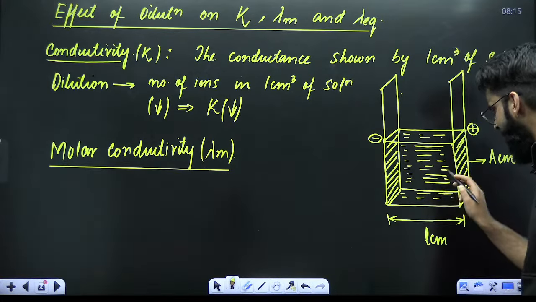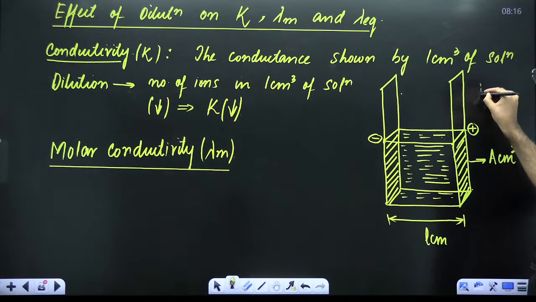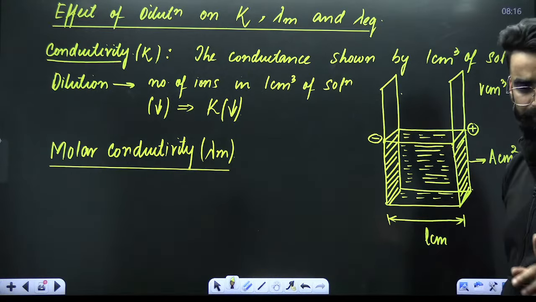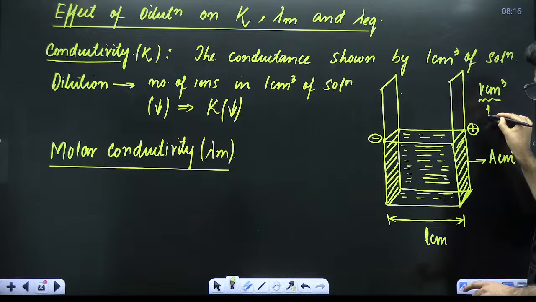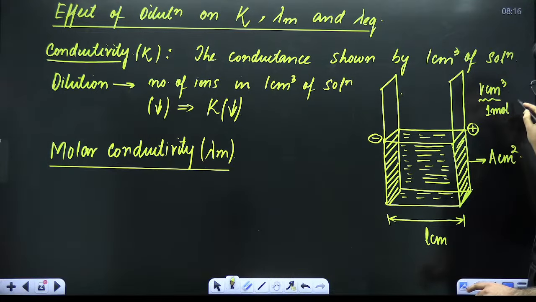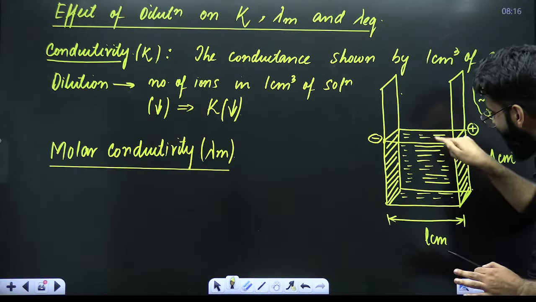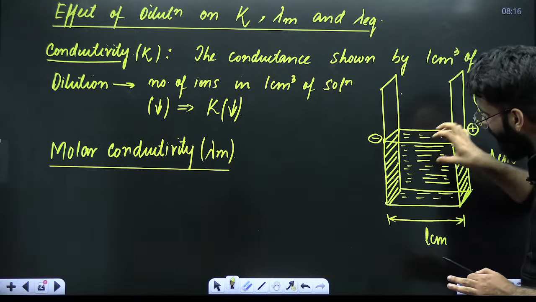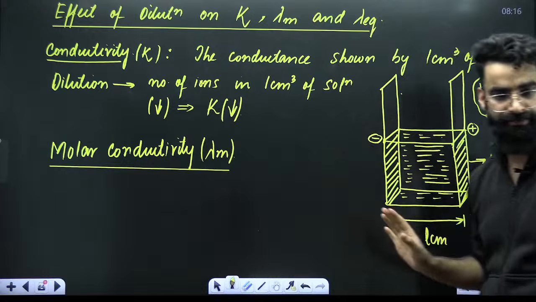Let's say this electrolytic solution which is there in the container has a volume of, for example, V centimeter cube. And in this given volume of solution, let's assume that there is 1 mole of electrolyte present. Whatever conductance this particular solution shows right now, that is what I call molar conductivity.